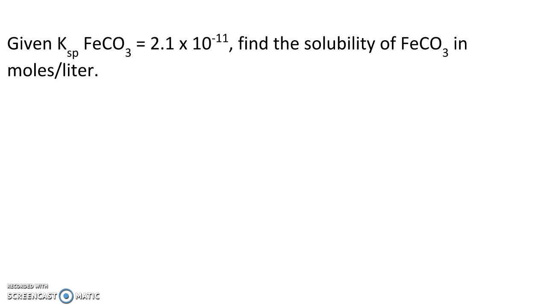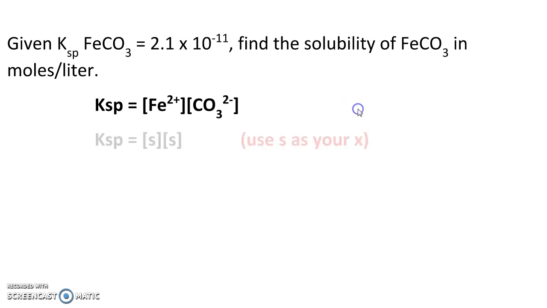So let's work the problem you have in your notes. I have a Ksp value for iron(II) carbonate of 2.1 times 10 to the negative 11th, and these are going to be standard numbers that you're going to be given. You're going to find the solubility of this salt in moles per liter. The first step is essentially to write the Ksp expression. All you have to do is look at the salt and ask how many ions I have of each. I have iron(II) and I have carbonate, so I'm going to multiply those two together because they are in a 1-to-1 ratio in its formula.